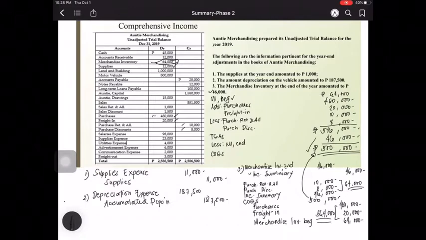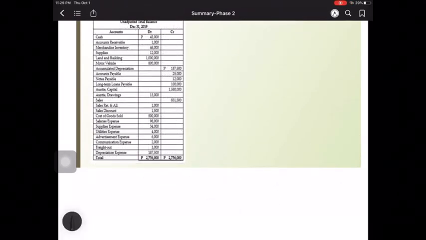All right, you just have to repeat that every now and then so that you would be able to master the process on how to adjust your merchandise inventory beginning to its ending balance. Now that we are done preparing your adjusted trial balance, we may now proceed in preparing the income statement first before we prepare your statement of changes in owner's equity. So we have here a better presentation of our adjusted trial balance. This should already be adjusted because the amounts are already adjusted.